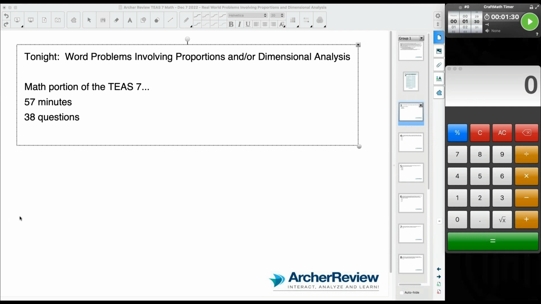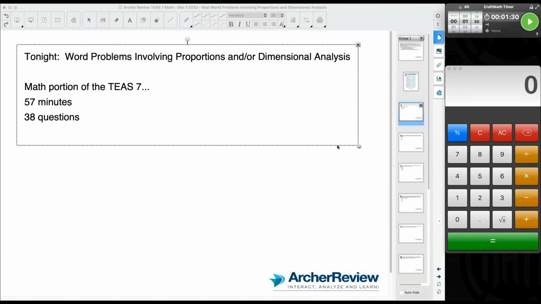We will have a mixture of some multiple choice and some fill in the blank tonight, because the TEAS 7 does include those two question types among other question types. As we go through each individual question, it's going to get a little bit more challenging, a little bit more difficult. To some of you it may seem like that, and that's kind of how I made it tonight.